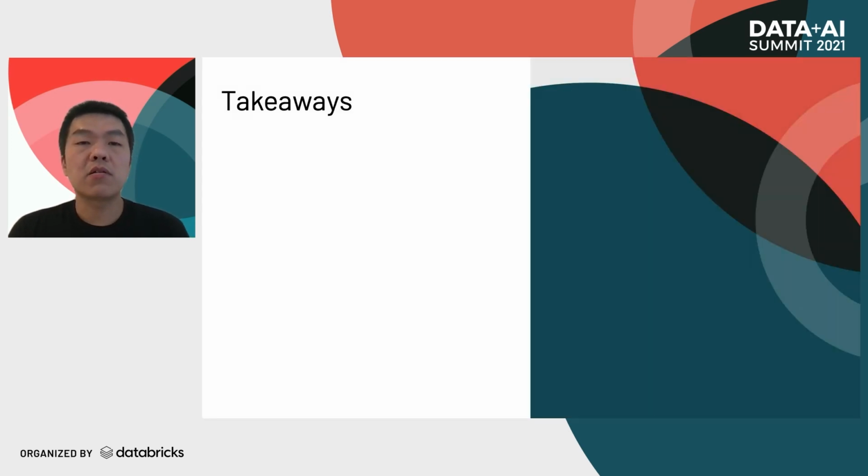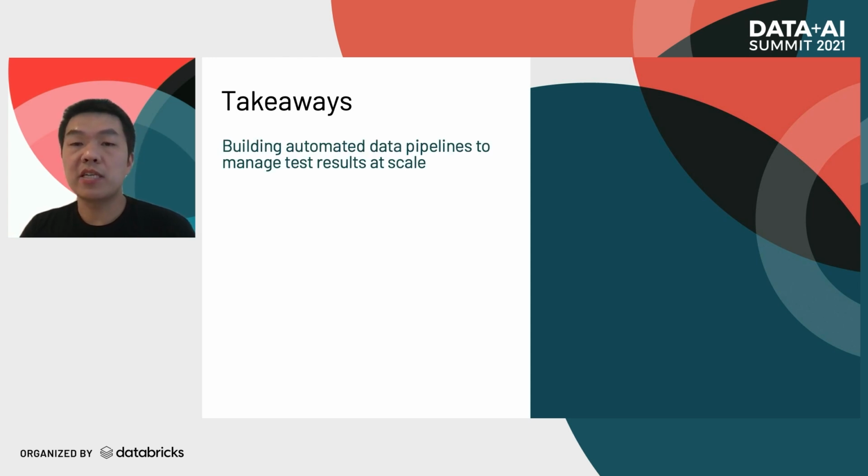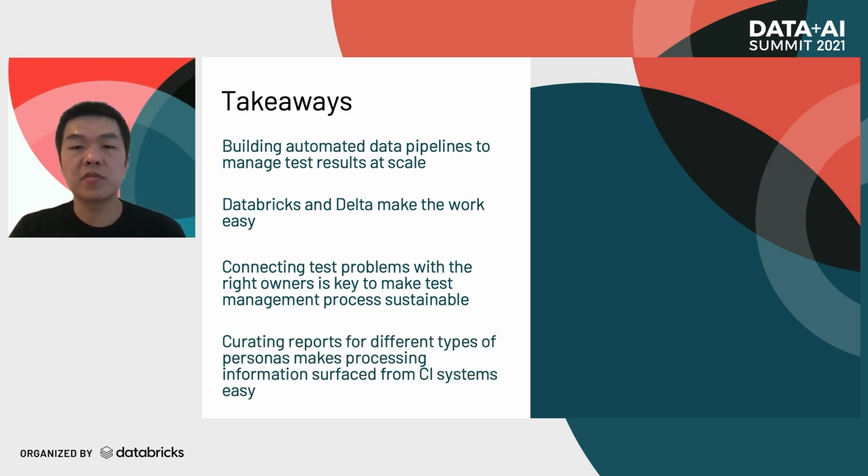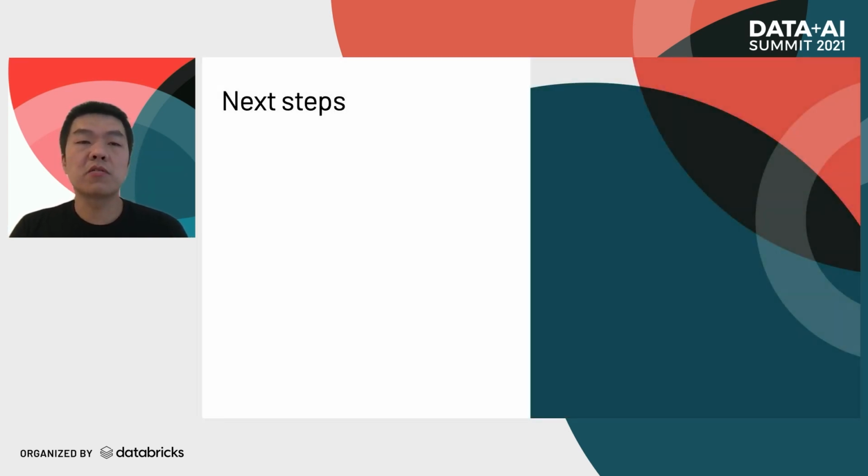Okay, that's all I'd like to talk about today. In summary, we talked about building automated data pipelines to manage test results at scale. Through my introduction of our data pipeline, I hope you'll see how Databricks and Delta make the work easy to implement. We looked at how we connect test problems to the right owner and why it's important. And finally, we discussed how we surface information from CI systems to Jira to make test failure reports easier to consume. We still have more to do in this area.